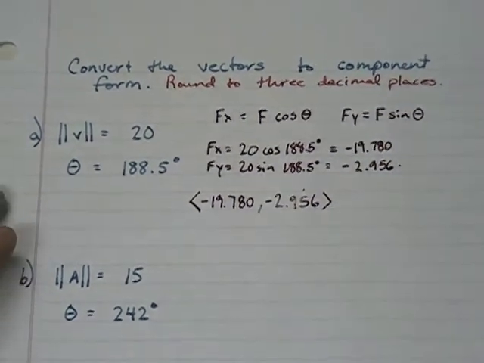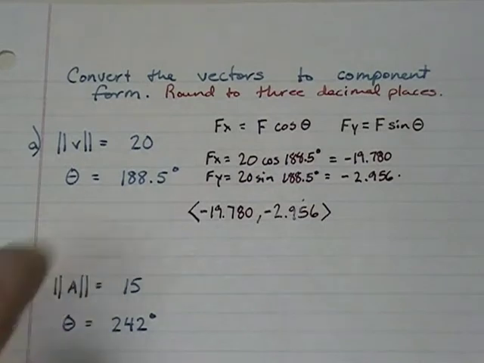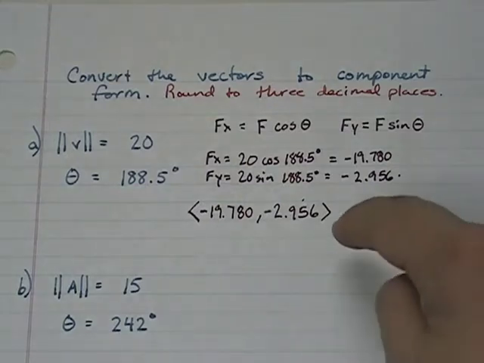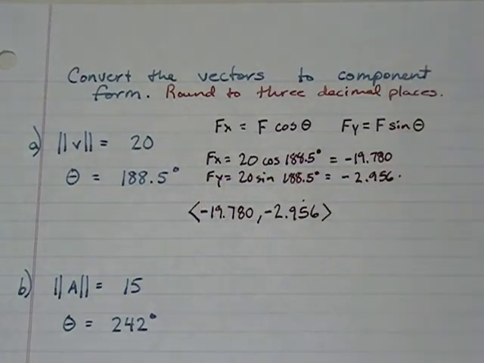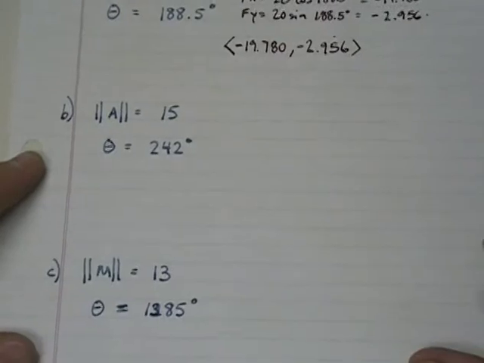Now, the only other thing I like to check is if you look at theta, theta is 188.5. 188.5 is in quadrant 3. Look at your components. You went left 19 and down 3. That would be in quadrant 3. So the angle matches the components, and that's what we always want to look for. Does our answer make sense?